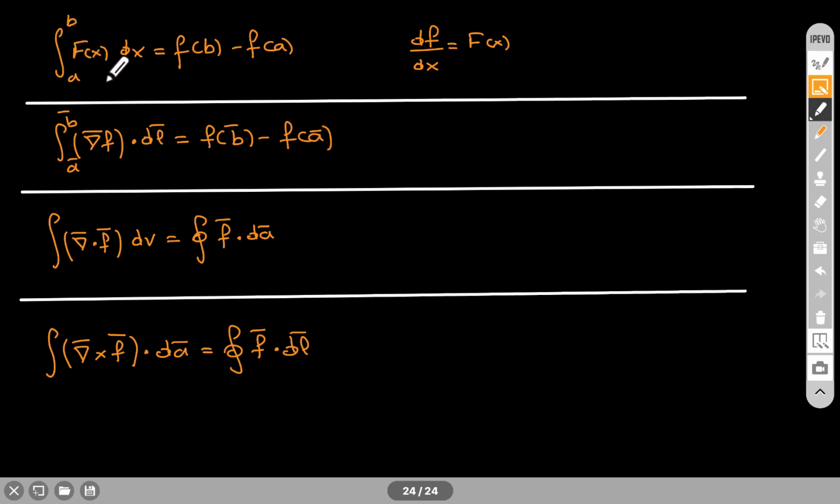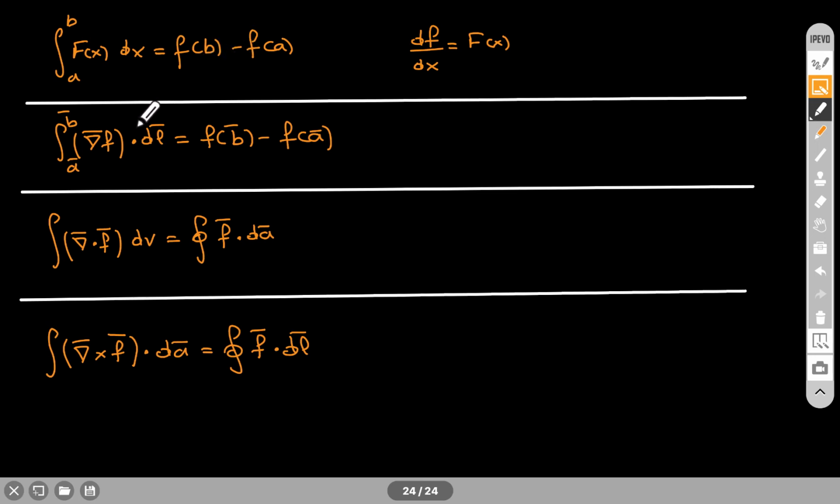If you have an integral from a to b of a function uppercase F of x, and you're integrating over x, if you know the function, the lowercase f, whose derivative is equal to what you have in the integral, then this integral is equal to the value of the function f at b minus the value of the function f at a. So this is the fundamental theorem of calculus. We are familiar with this. We're using it all the time.